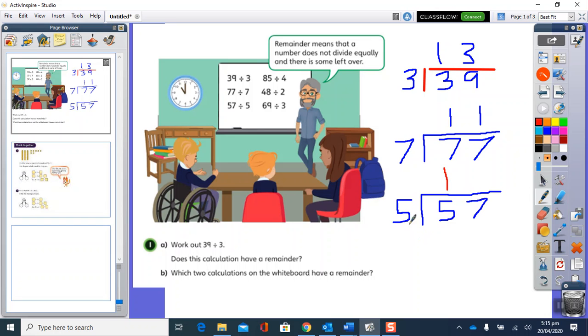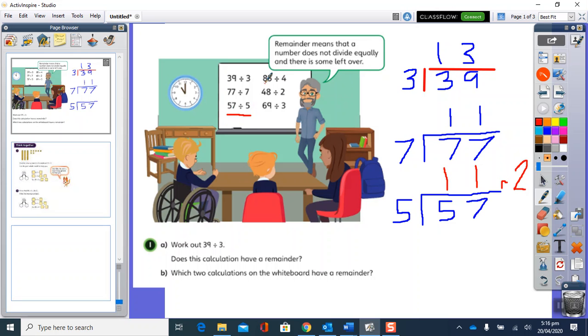So 1 whole 5 can go into 7, so I'll write 1 here. But then it's going to have a remainder. So I'll put a little R there. R for remainder. So if I know that 5 goes into 7 once, what is left over until I get to 7? 6 and then 7. So it's going to be 11, remainder 2. So that's one of the calculations on the whiteboard that has a remainder. So I'll just highlight it there, 57 divided by 5.